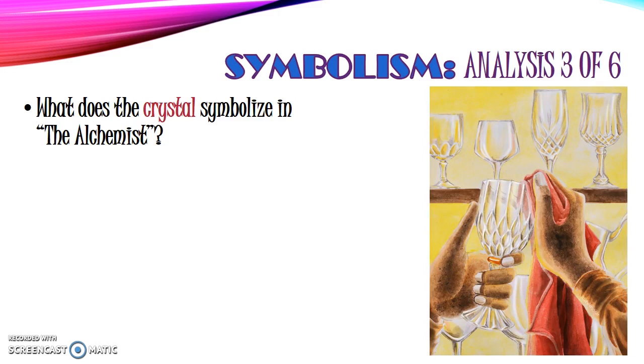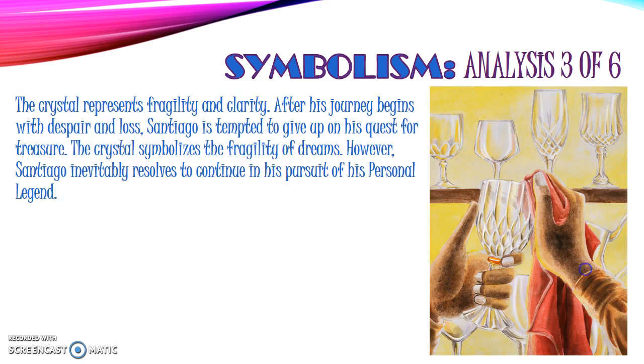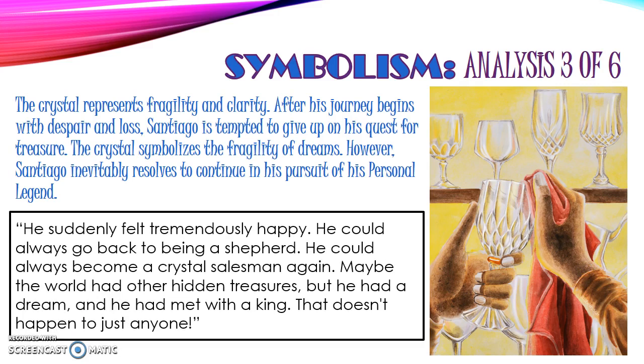What does the crystal symbolize in The Alchemist? The crystal represents fragility and clarity. After his journey begins with despair and loss, Santiago is tempted to give up on his quest for treasure. The crystal symbolizes the fragility of dreams. However, Santiago inevitably resolves to continue in his pursuit of his personal legend. He suddenly felt tremendously happy. He could always go back to being a shepherd. He could always become a crystal salesman again. Maybe the world had other hidden treasures, but he had a dream, and he had met with a king. That doesn't happen to just anyone.